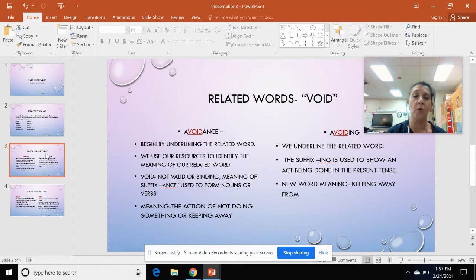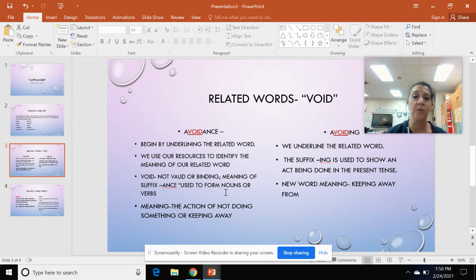Let's take a look. We have 4 more words that we're going to look at today. So we're going to begin with the related word void. Now, just like we always do, we have both of our spelling words here side by side so that we can compare because they both have the related word of void in them. So we begin, as always, by underlining. You can see on both sides we have underlined the word void and we've highlighted it in red. We use our resources, our internet, our dictionaries, phones, whatever electronic devices, whatever we can to find out what the meaning of our related word is.